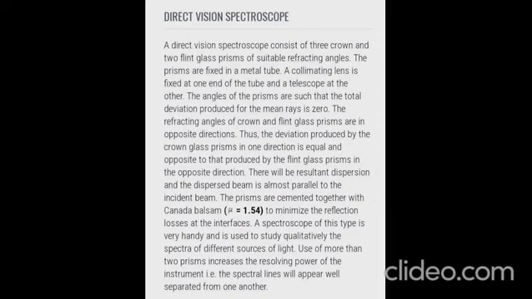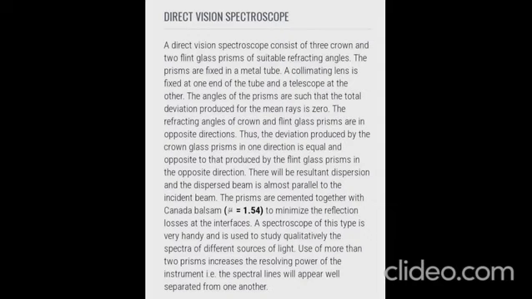Thus the deviation produced by the crown glass prism in one direction is equal and opposite to that produced by the flint glass prism in the opposite direction. There will be a resultant dispersion, and the dispersed beam is almost parallel to the incident beam. The prisms are cemented together with Canada balsam, mu equal to 1.54, to minimize the reflection losses at the interface. A spectroscope of this type is very handy and is used to study the quality of spectra of different sources of light.